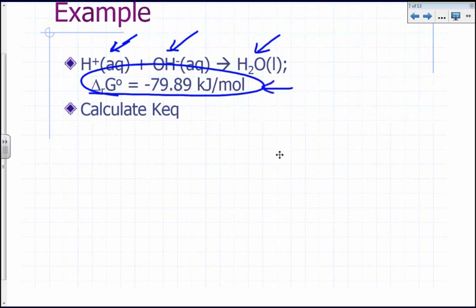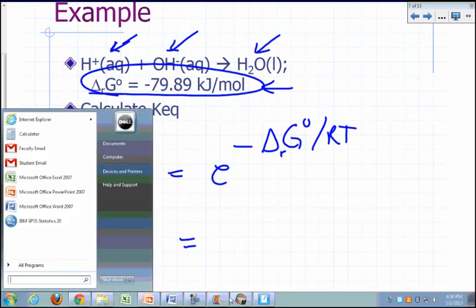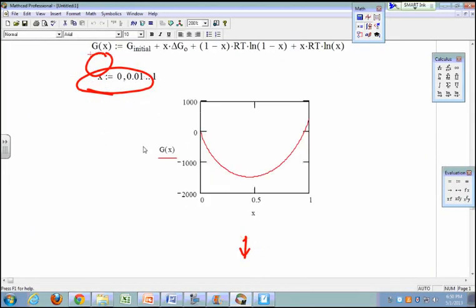We've done this earlier this semester. That's negative 79.89 kilojoules per mole. How do you calculate KEQ for this? KEQ would just be e to the negative delta G naught over RT. All right, and so let's do that calculation in MathCAD.